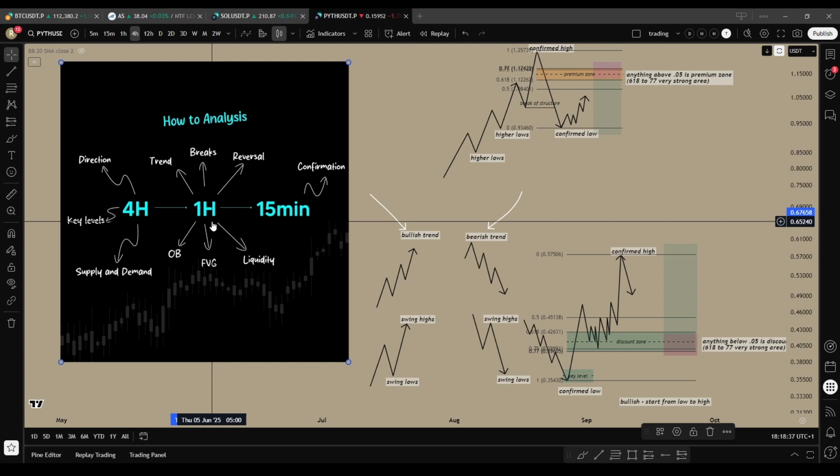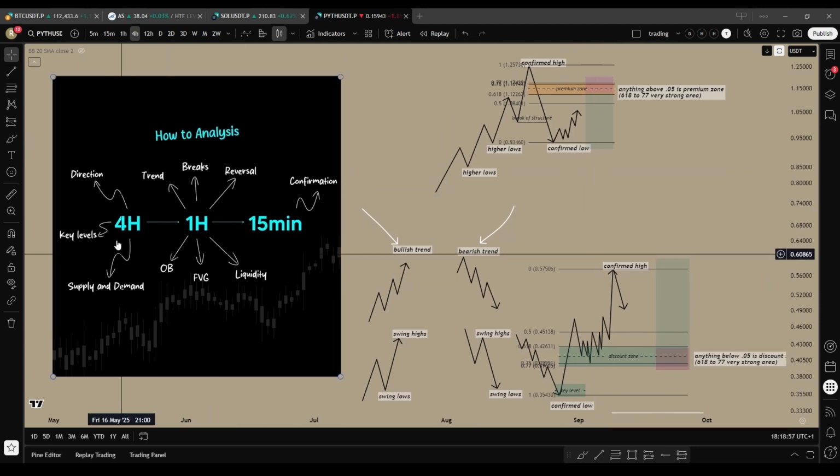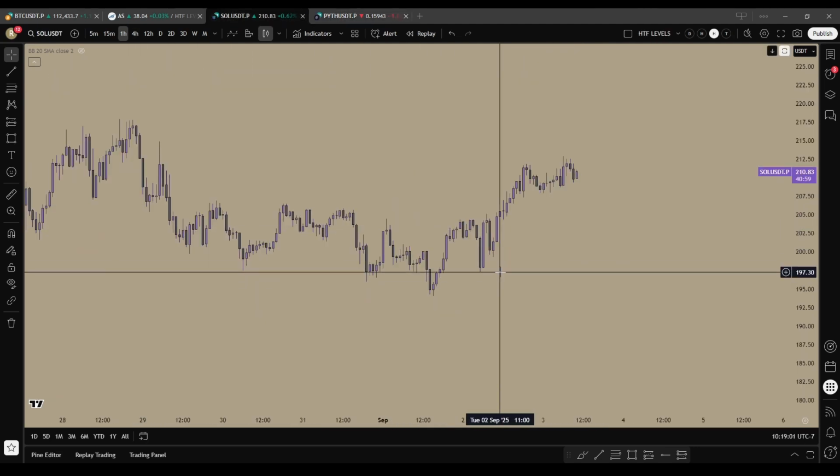So it goes down from 4 hours to 1 hour to 15 minutes, which means you'll see right here that on the 4 hour time frame, we're looking at the direction, key levels, supply and demand. On the 1 hour time frame, we're looking for a bunch of things, right? And the 15 minutes is going to be a confirmation for entry, which is usually how you're going to apply your entry model. Now, specifically, I want to look at Solana because this is a trade that recently happened that I was looking at with Dom.